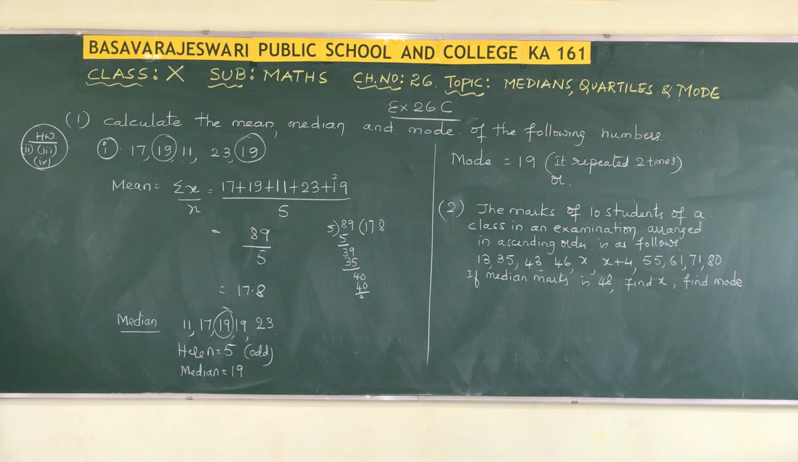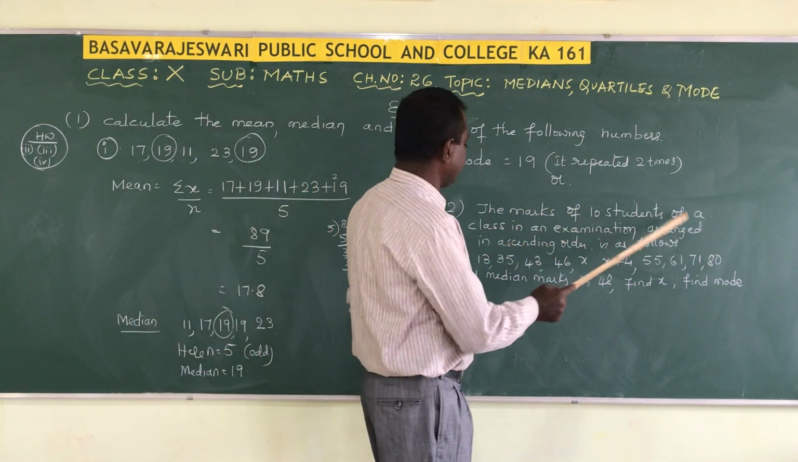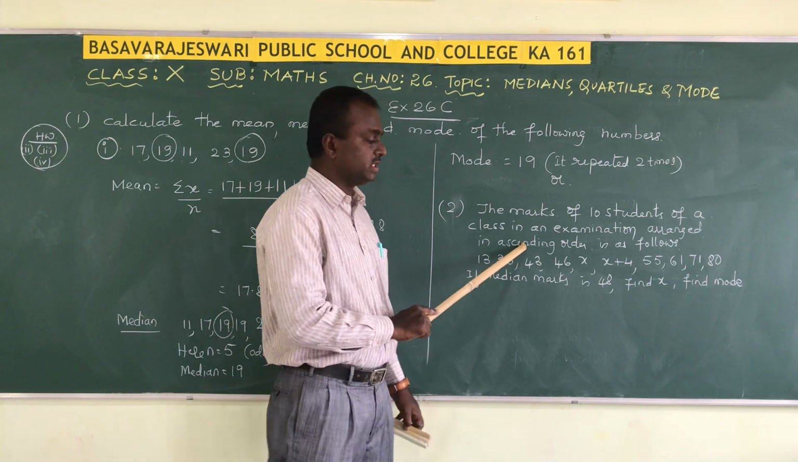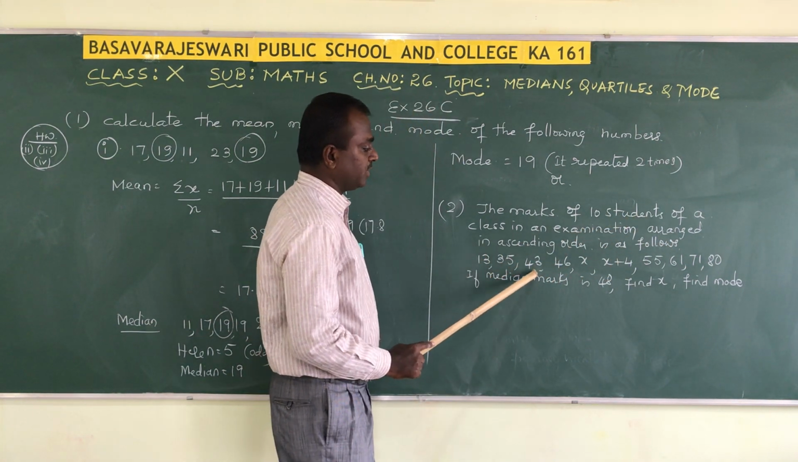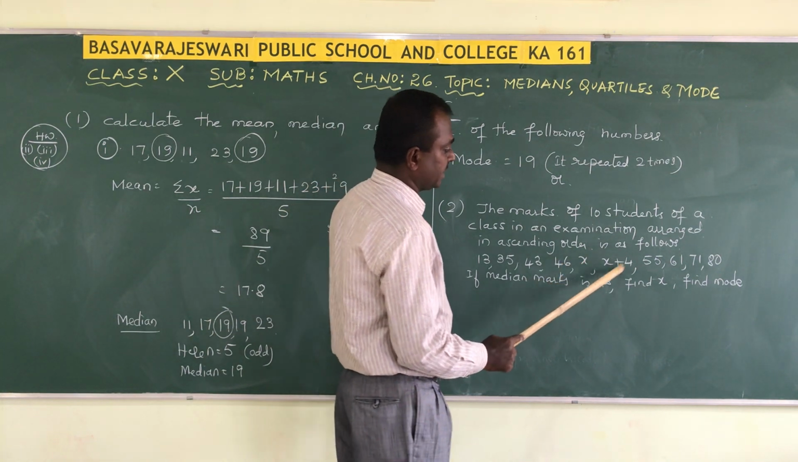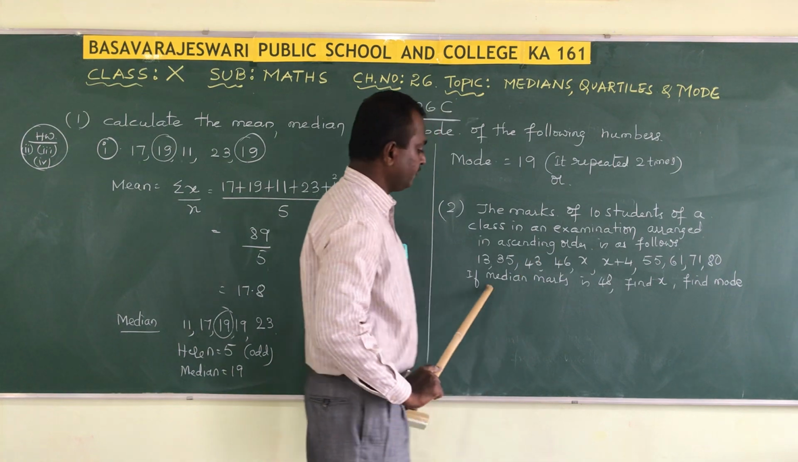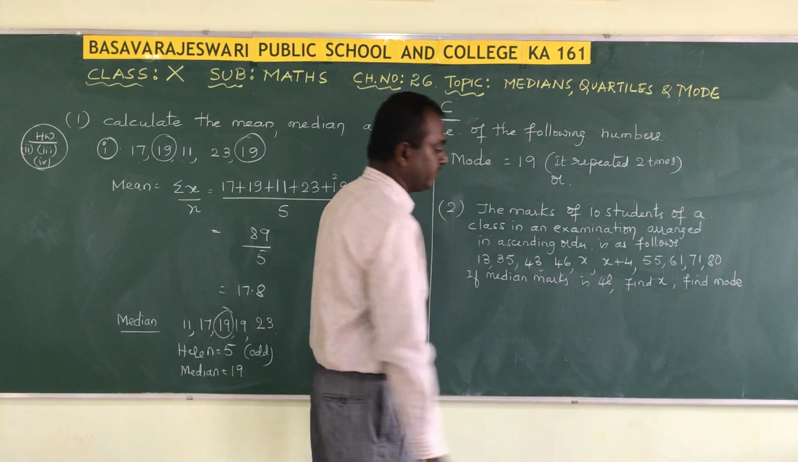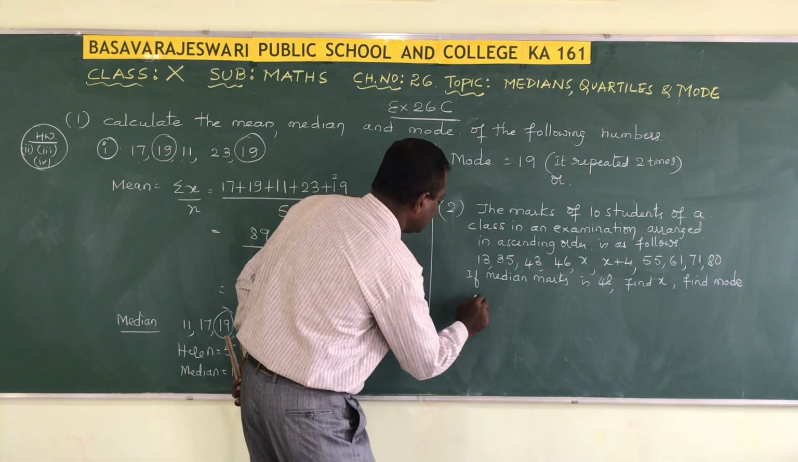So we go on to the next question. The marks of 10 students of a class in an examination, arranged in ascending order, are as follows: 13, 35, 43, 46, x plus 4, 55, 61, 71, 80. If the median marks is 48, find x and also find the mode.